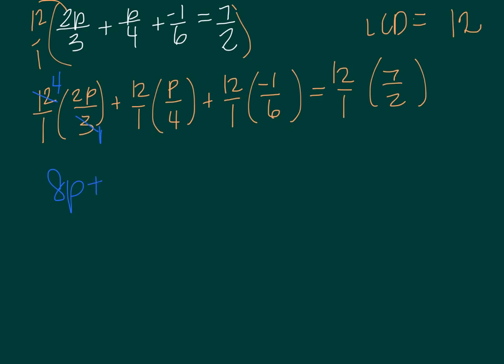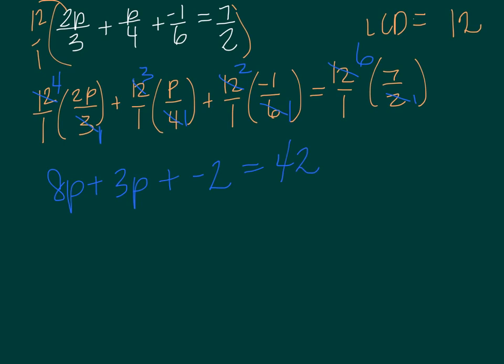Okay, what you should have done is 4 goes into 12 3 times. So this becomes plus 3p. Over here, if I look at the next one, 6 goes into 12 2 times. So I get plus -2. And then finally at the end, 2 goes into 12 6 times. 6 times 7 is 42, so this equals 42.